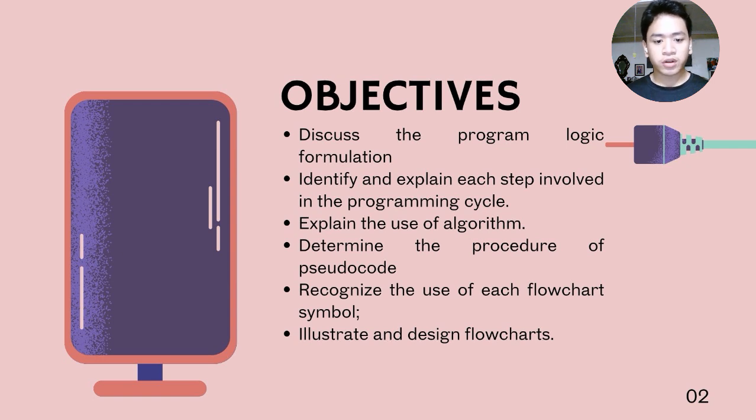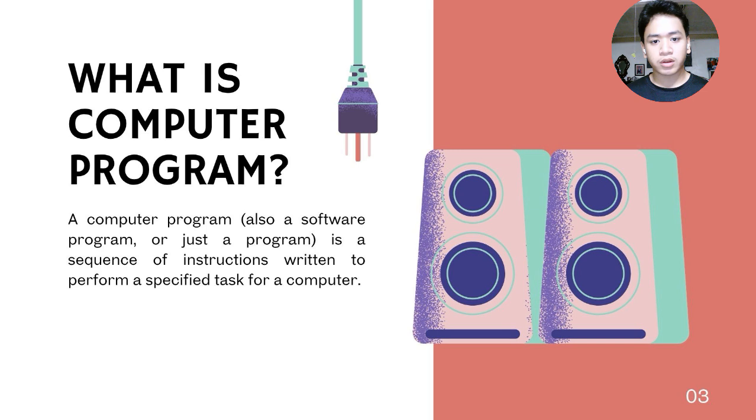First is to discuss program logic formulation. Second is to identify and explain each step involved in the programming cycle. Third is to explain the use of an algorithm. Fourth is to determine the procedure of pseudocode. Fifth is to recognize the use of each flowchart symbol. And lastly is to illustrate and design flowchart. So these objectives will guide us throughout the presentation.